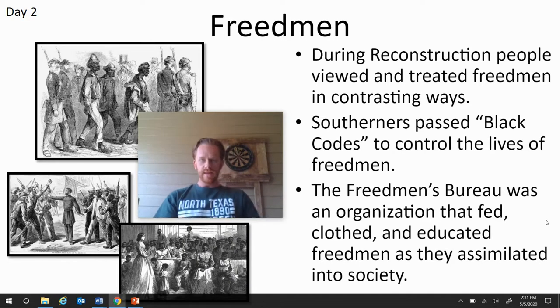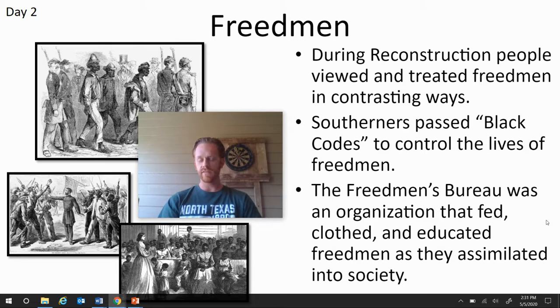So freedmen, they are now free. They are not slaves anymore. Now, they are going to face very different treatment from different places. As you can imagine, do you think freedmen in the South are going to be treated better or worse than the freedmen in the North? What do you think? Yeah, obviously they're going to be treated worse in the South. So freedmen in the South were not treated well.